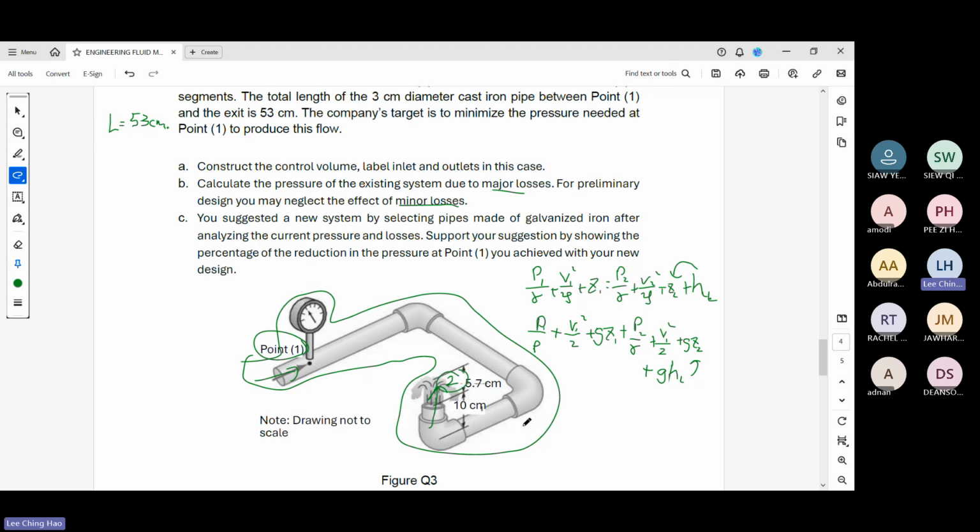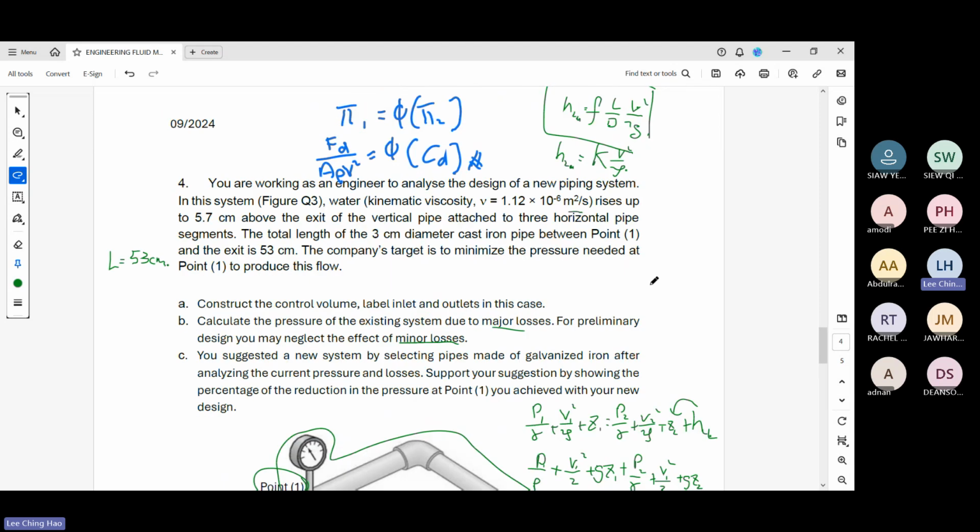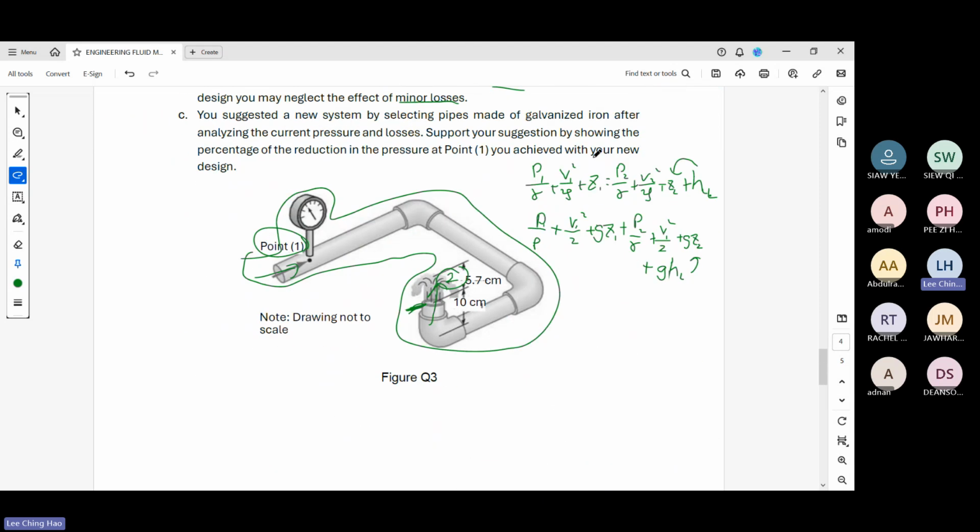The outlet is here. So both have different velocity. Based on the HL, which one do you want to use? There might be a question from your students. The point is you have to use the before one, which is point 1.